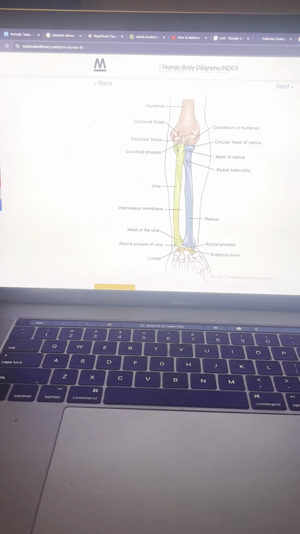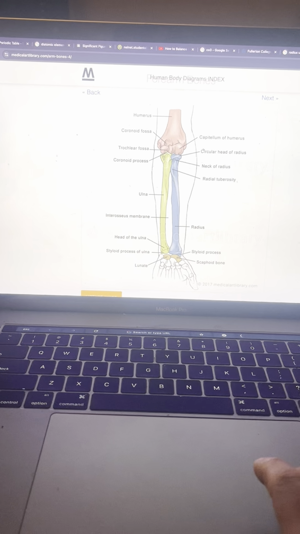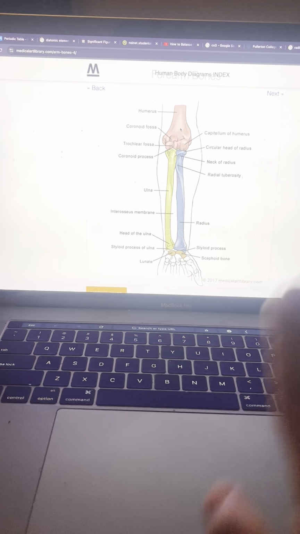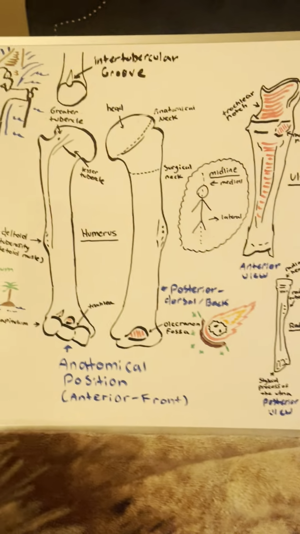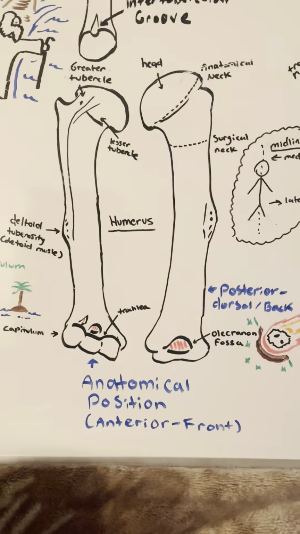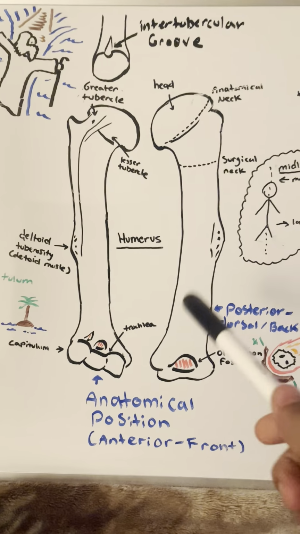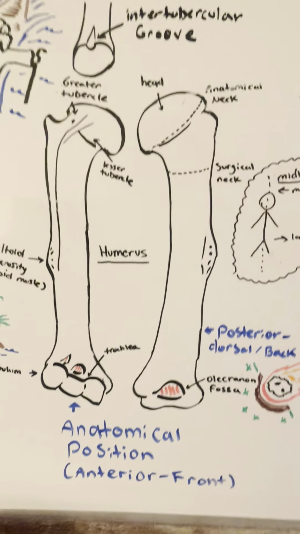that I made. So I'll refer to this just so you guys can see which bones we're going to be talking about. However, the bones that I will be talking about are actually right here in this diagram that I made, or I guess this little picture that I made. So right here we have the first bone, and that bone is called the humerus.